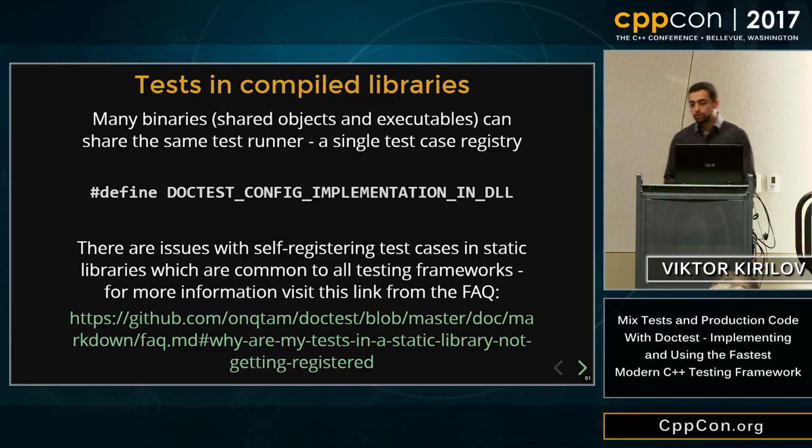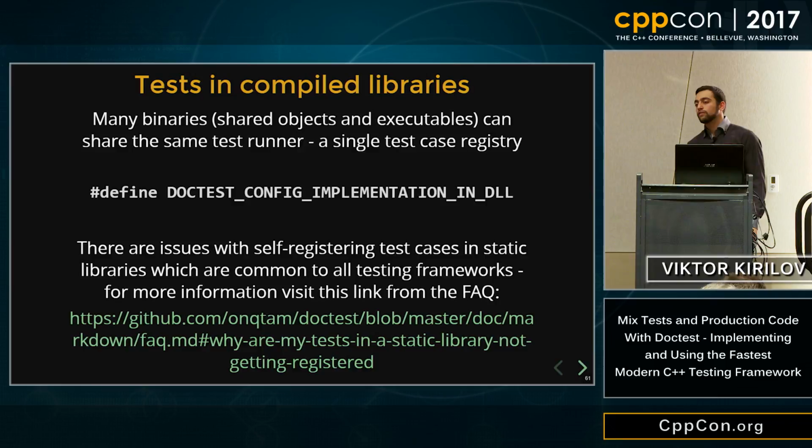In the case of compiled binaries, let's talk firstly about shared objects and DLLs. You have to instantiate and implement a test runner in each DLL or executable. But that makes integrating all the tests hard, because you have a bunch of test runners and a bunch of test registries, and you can't easily integrate them. Yeah, you can't, unless you use this identifier globally.